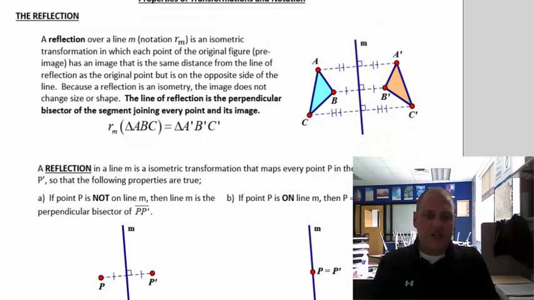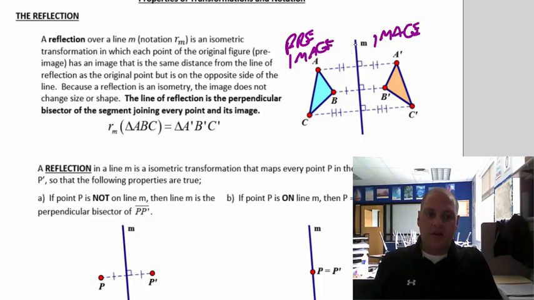Okay, so we all know what a reflection is, and I don't want to read this and bore you to death, but here's the definition of a reflection. Basically you could see what it is. It's a flip. Reflection is a flip. See how this was the pre-image, ABC, because that's what we started with. Pre, and this is the image. And here's the line of reflection. I'm going to label that right there for you.